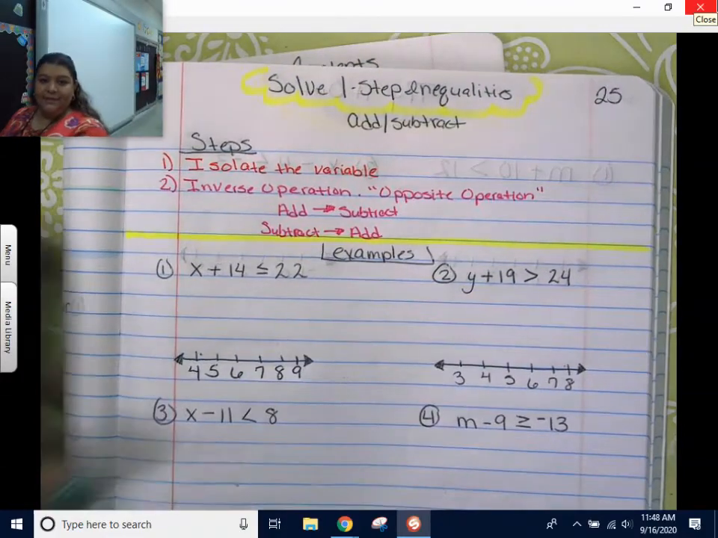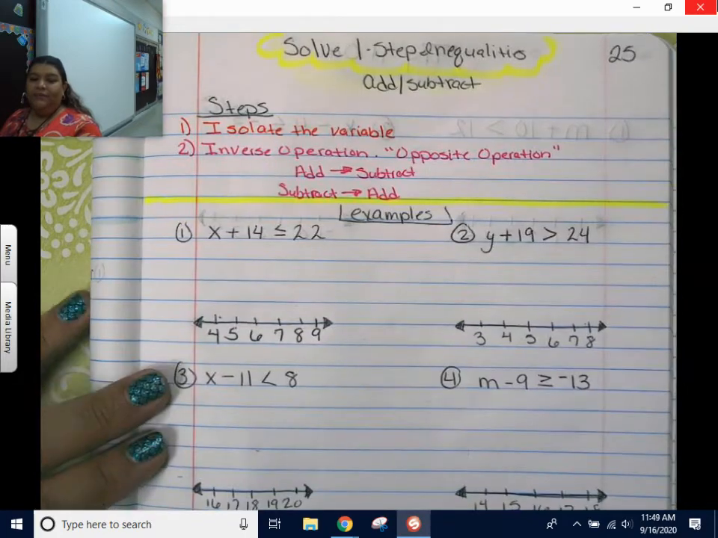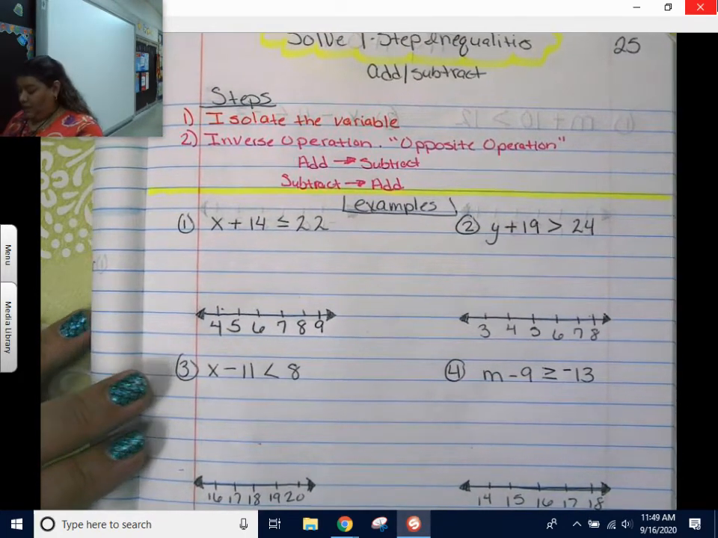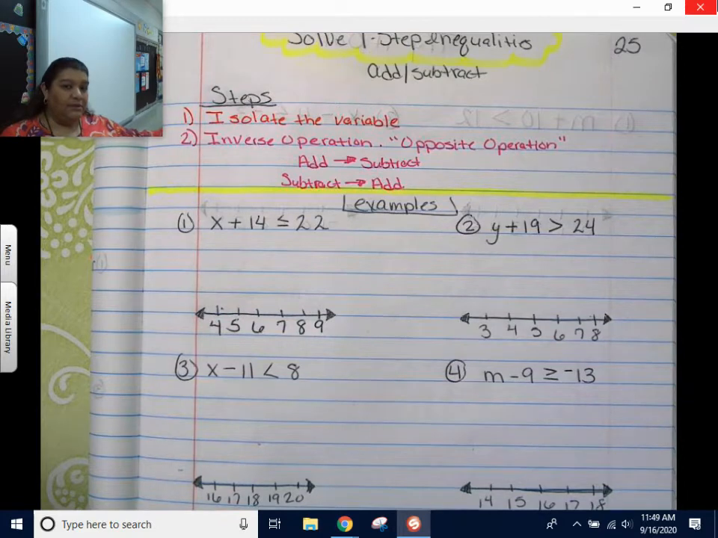Good morning, guys. We are going to be solving one-step inequalities. We're going to do adding, subtracting first, and then we'll get into the multiplication and division. You're going to like it because if you were good at solving equations, this is exactly the same thing.